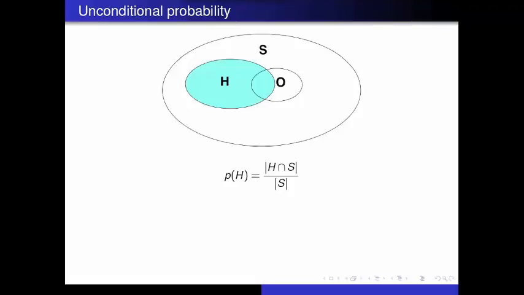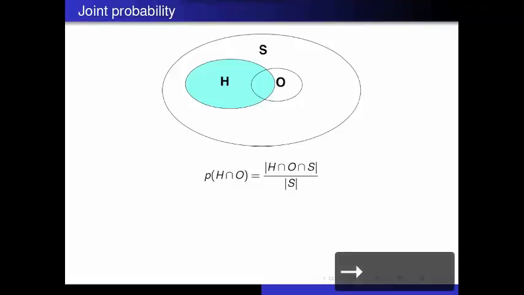So I'm going to call that unconditional probability, in that we're not placing any conditions on this, at least not explicitly. In other words, there's no condition in that probability. This is sometimes referred to as marginal probability.